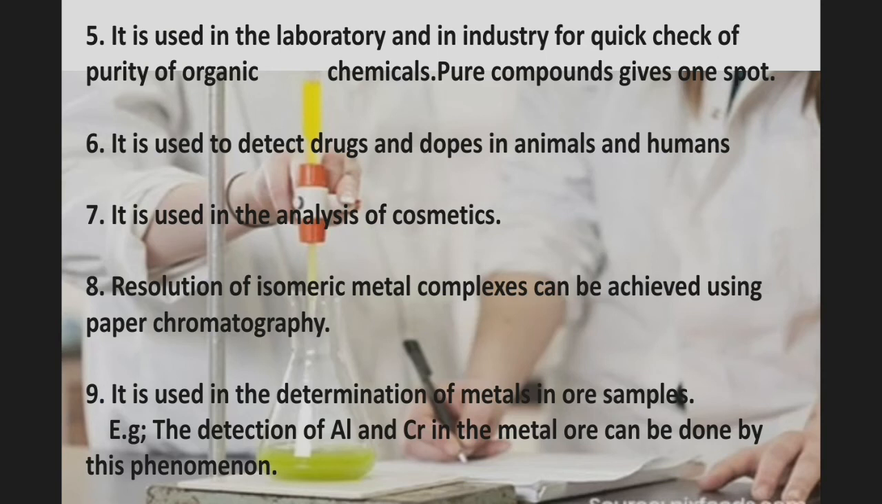Then the fifth, it is used in the laboratory and in industry to check the purity of organic chemicals. Pure compounds give one spot. And the sixth, it is used to detect drugs and dopes in animals and humans. Seventh, it is used in the analysis of cosmetics. Eighth, resolution of isomeric metal complexes can be achieved using paper chromatography. Also, it is used in the determination of metals in ore samples. For example, the detection of aluminum and chromium in a metal ore can be done.